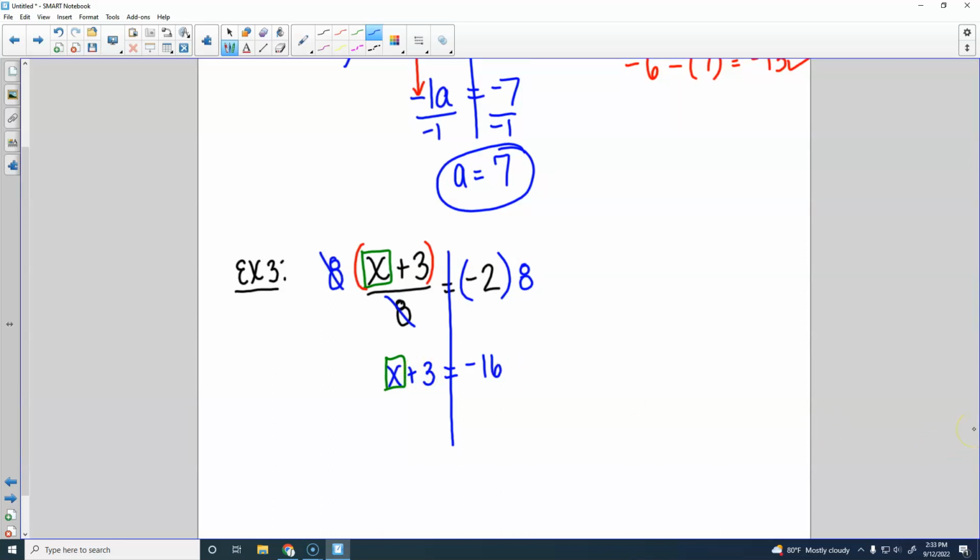I can't put it with the x because x plus 3, I can't add those together. They're not like terms. So the opposite of adding 3 would be to subtract 3. So I'll subtract 3 from both sides. It will cancel over here on this side. I'll get x equals, what is negative 16 minus 3? Negative 19.